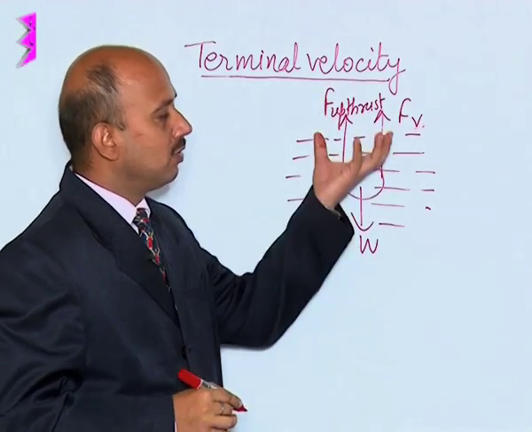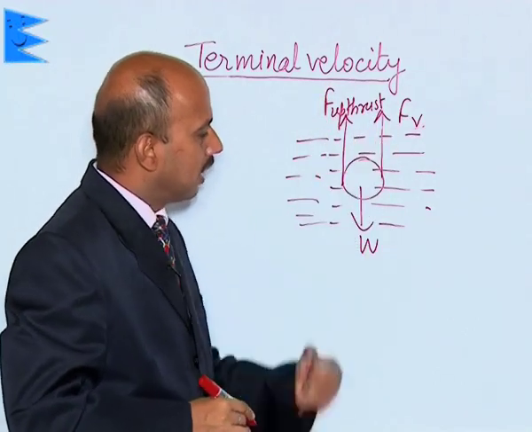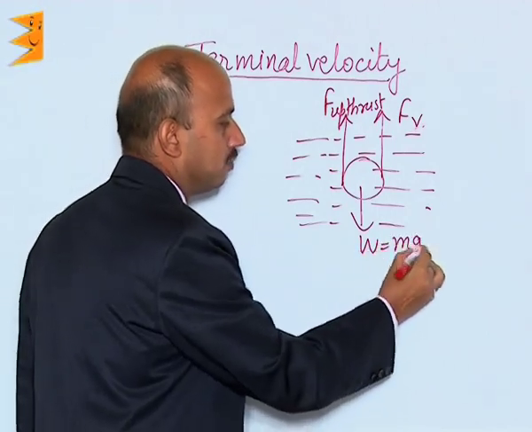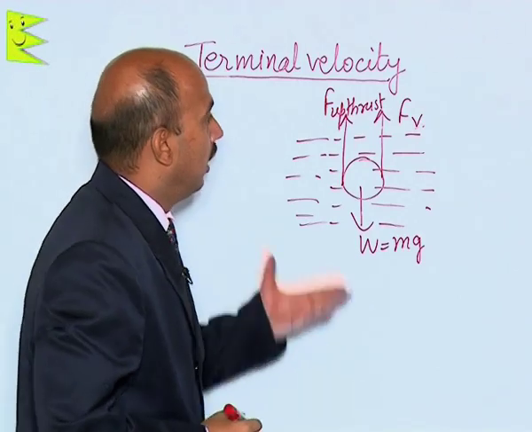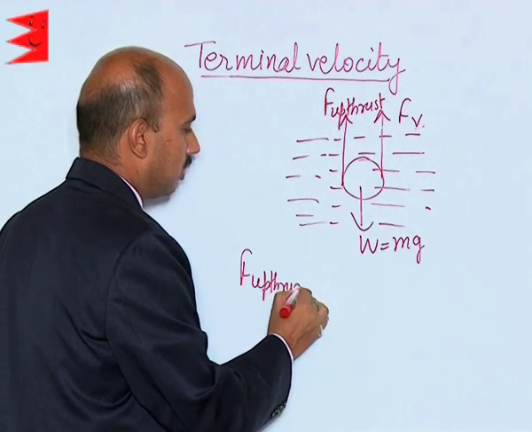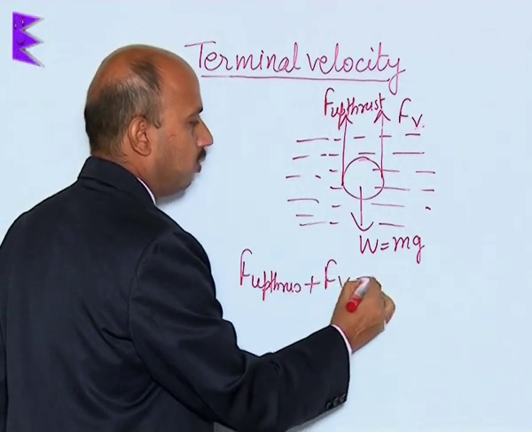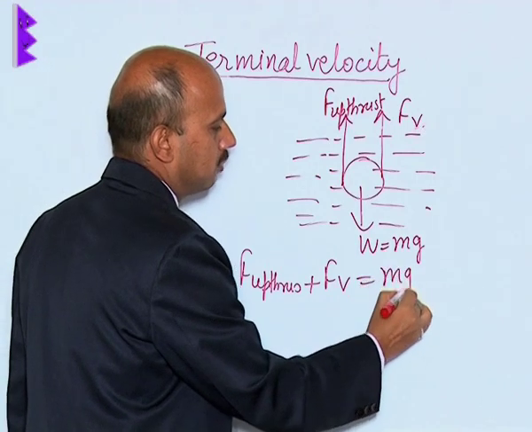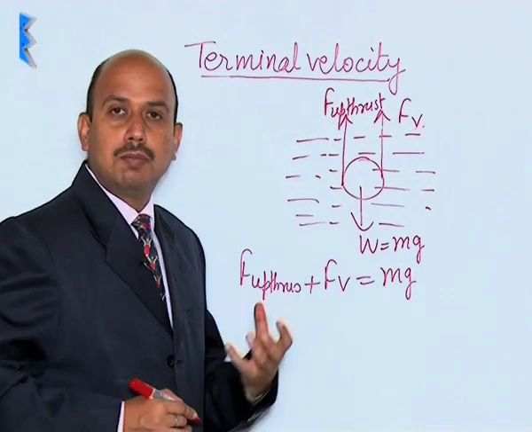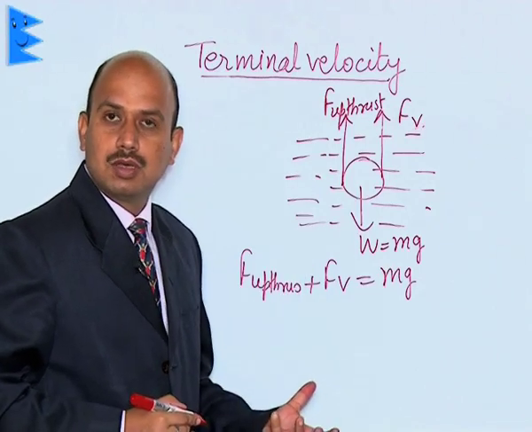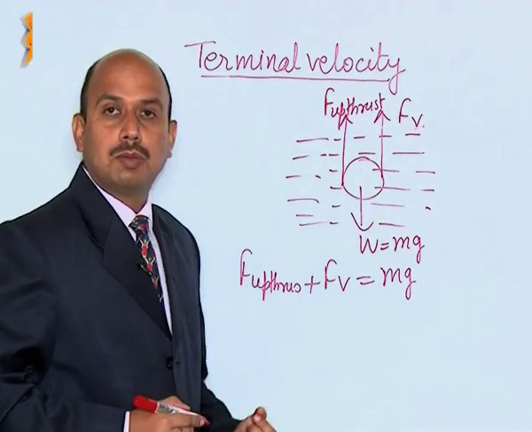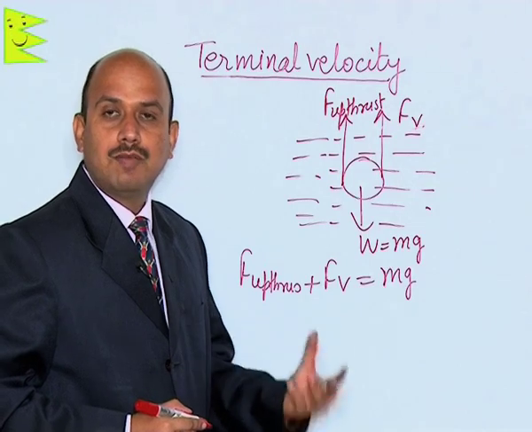So, there are two forces, one acting downward, that is W, which is equal to the weight. We can write here m into g. Now, if upthrust plus viscous force is equal to mg, that is the weight, in this situation the net force on the body is 0 and the body has no acceleration. So, this is the velocity. Whatever the velocity of the body is in this case, that is known as terminal velocity.